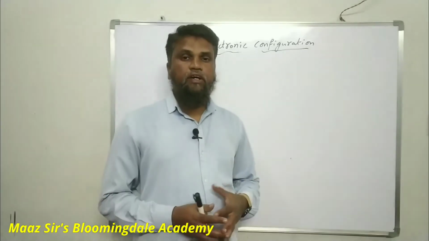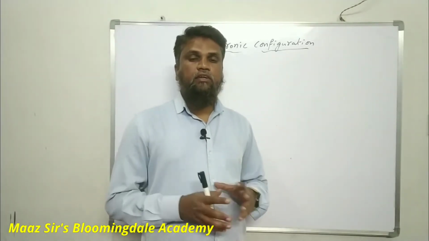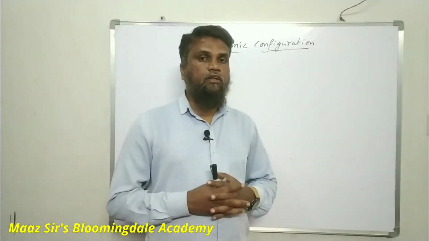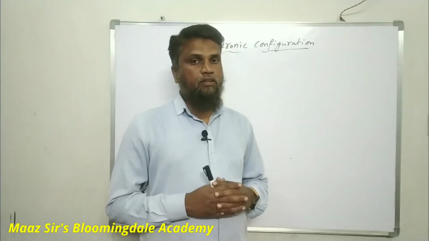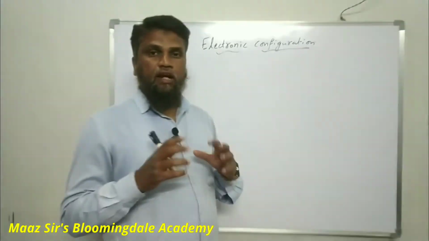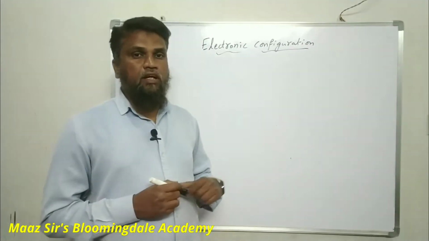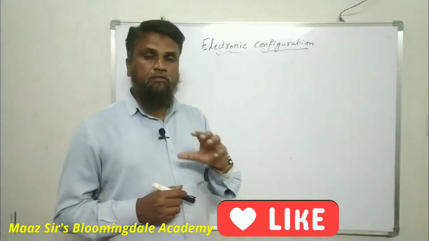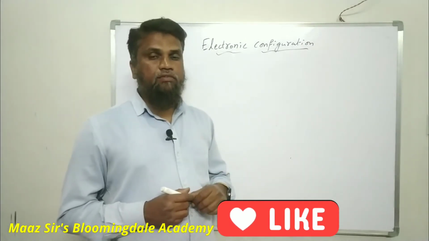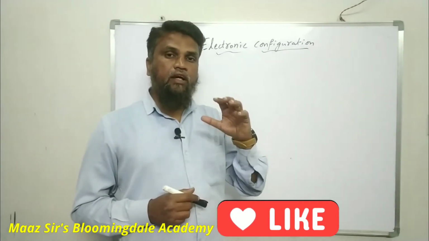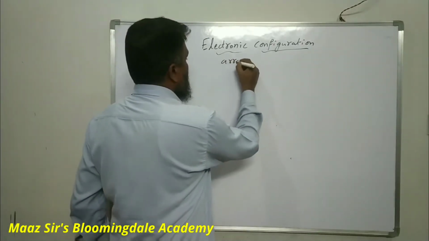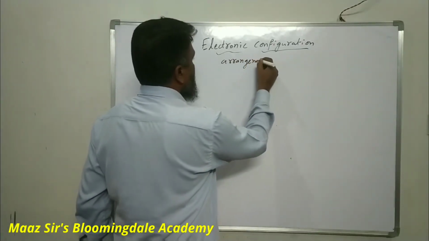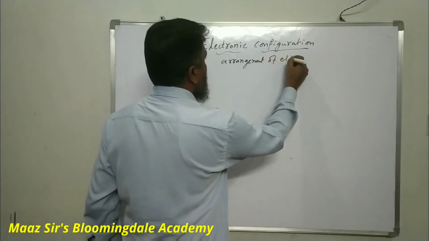So students, today we are going to discuss electronic configuration. How to write the electronic configuration of any element. Understood? So first of all, you have to understand what electronic configuration is. Electronic configuration is nothing but the arrangement of electrons in an element. Understood? So it is nothing but the arrangement of electrons.